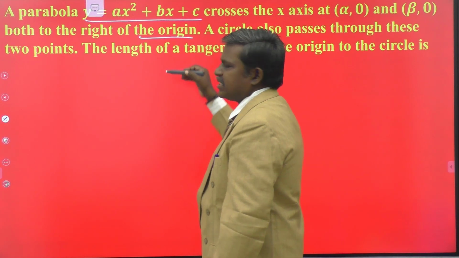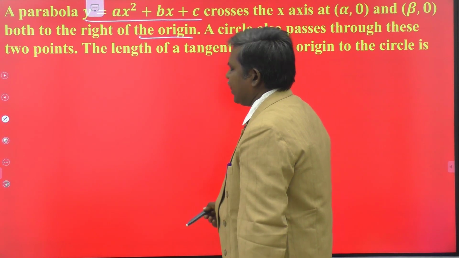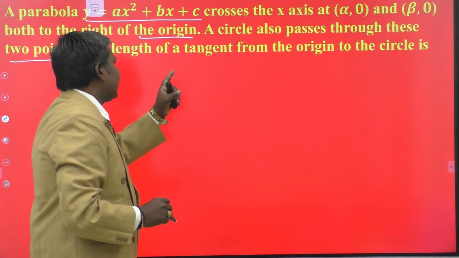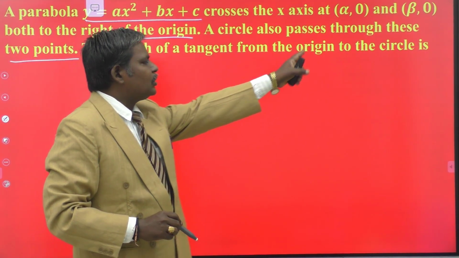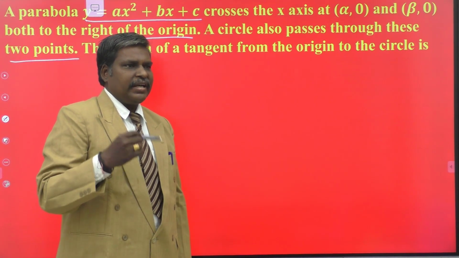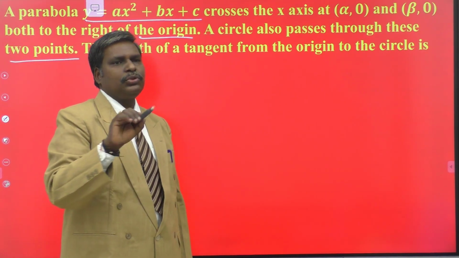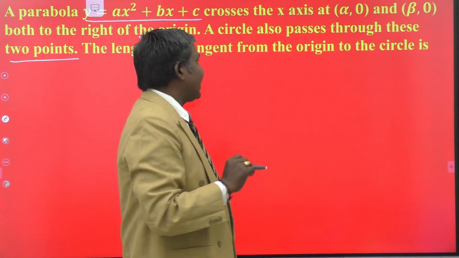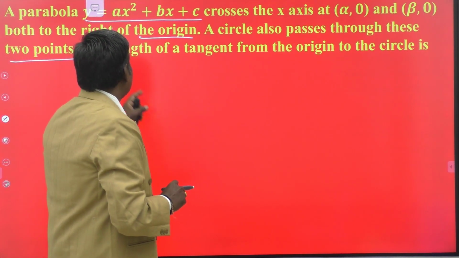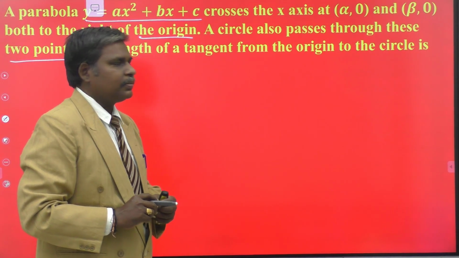So both points of intersection arise to the right of the origin. A circle is also passing through these 2 points. One circle is drawn through these 2 points. Then we have to find the length of the tangent from the origin to the circle. That is the question. So one parabola intersects the x-axis at 2 points, which are given to you. One circle is drawn through those points. Then you have to find the length of the tangent drawn from the origin to the circle. What are alpha and beta? Alpha and beta are the roots of ax square plus bx plus c equal to 0. Am I correct or not?